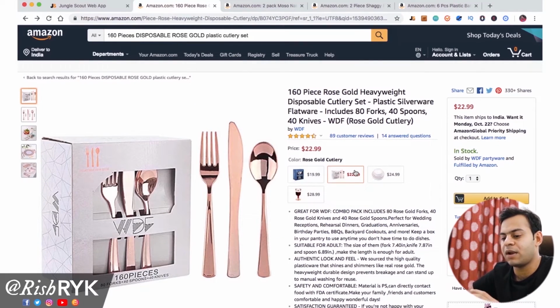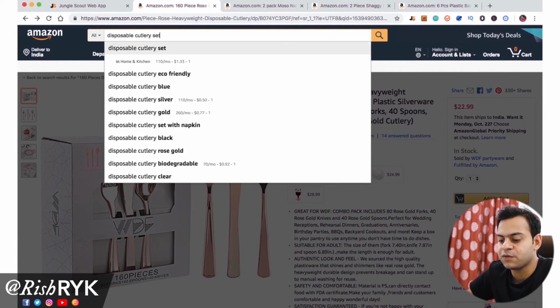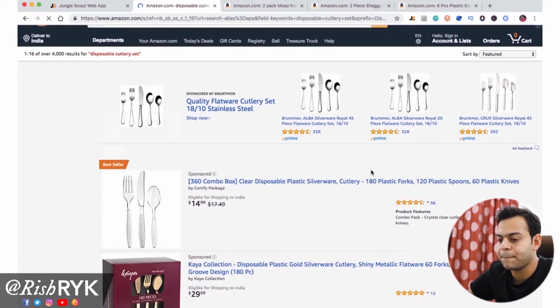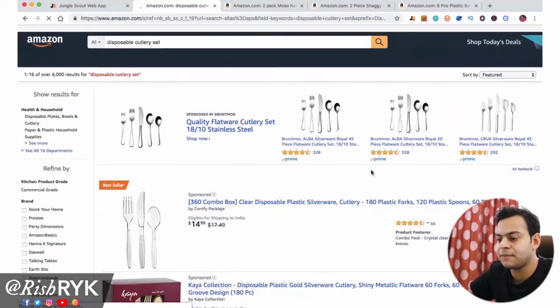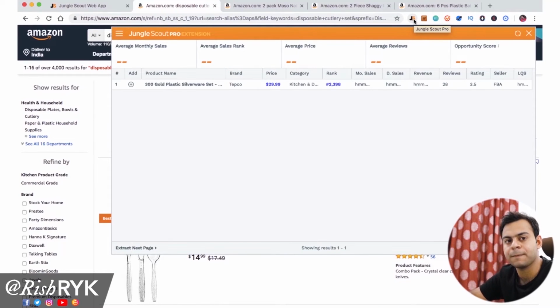Moving on. Alright, this seems interesting. This is a cutlery set. I believe it's a disposable cutlery set. And so I believe the broadest keyword for this would be disposable cutlery set, and let's just search for that. Yep, all of the products seem similar. Let's hit the JungleScout button and see what we get.